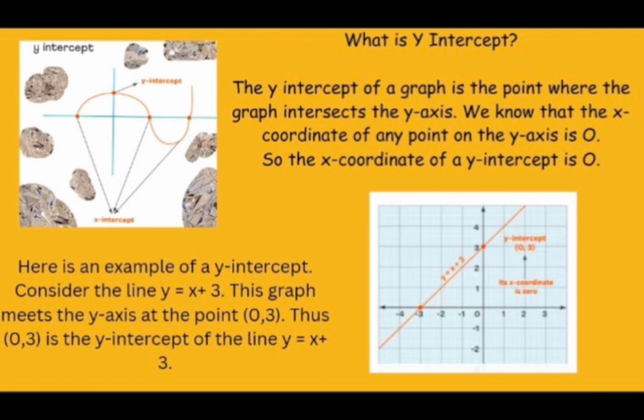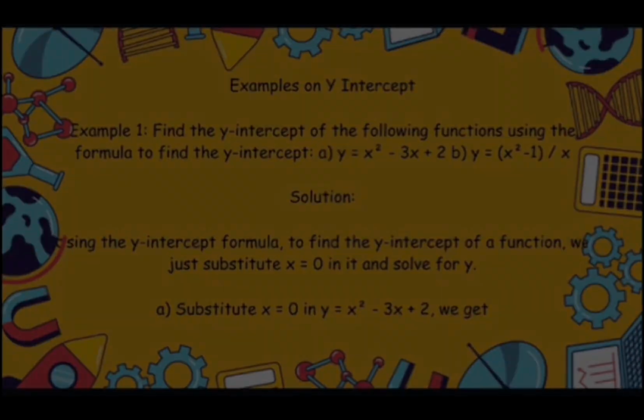Here is an example of an intercept. Consider the line y equals x plus 3. This graph meets the y-axis at the point (0, 3). Thus, (0, 3) is the y-intercept of the line y equals x plus 3.